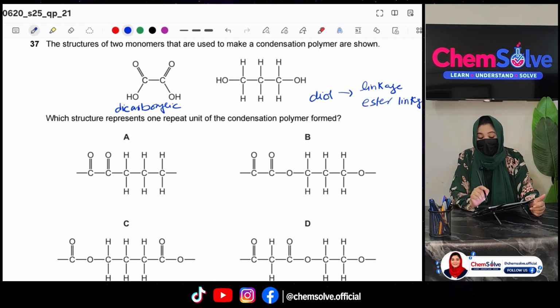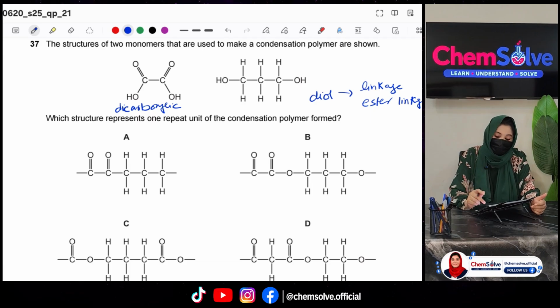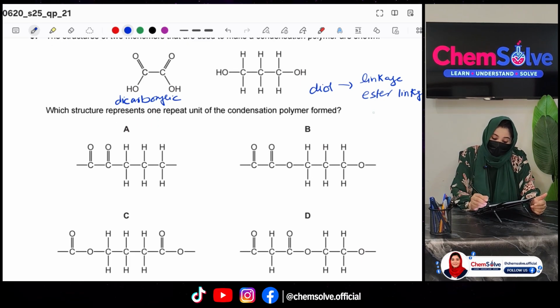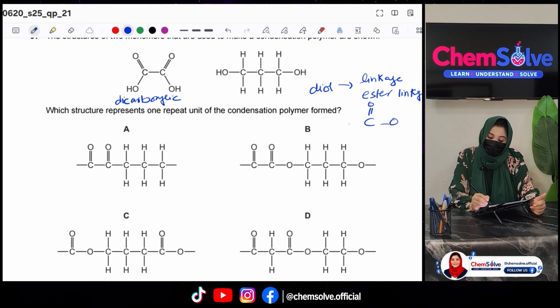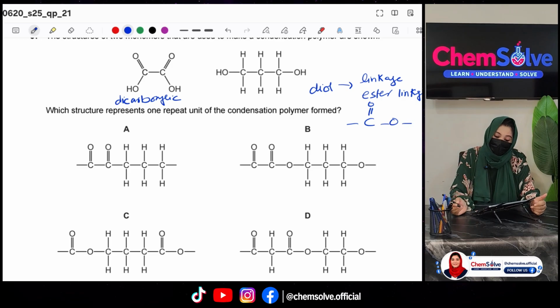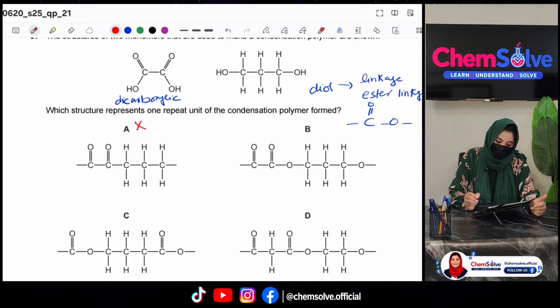We have already discussed this in detail in condensation polymerization. If you are confused about this topic, you can watch the video in the organic chemistry series. The ester linkage is C double bond O, O. This is the ester linkage, okay? On both sides there are carbons. So according to this, option A does not have the ester linkage, so this is incorrect.